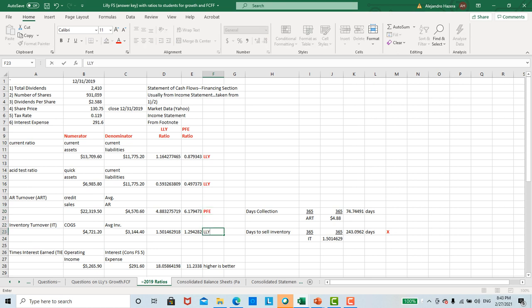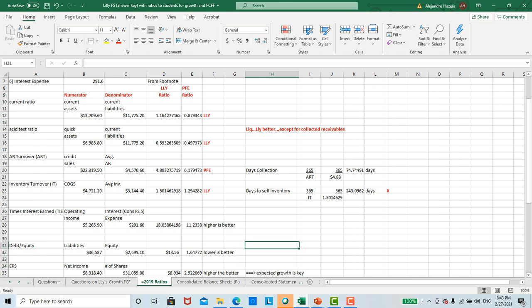That favors Lilly. Most people had this in their comments, and in those comments they said Lilly wins except for accounts receivable turnover. So when it comes to liquidity, Lilly is better, except for collecting receivables. And that was generally the comment that people gave, which is good.